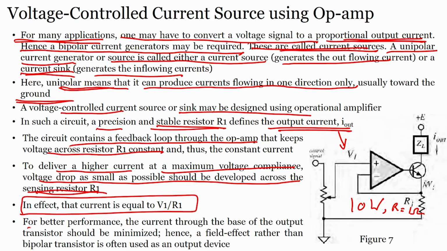So, for better performance, the current through the base of the output transistor should be minimized, hence a field effect transistor rather than a BJT is often used, right. The current through the base should be minimized, and that is why instead of the BJTs, if we use FETs, it is better.